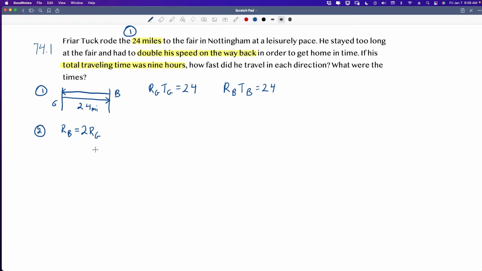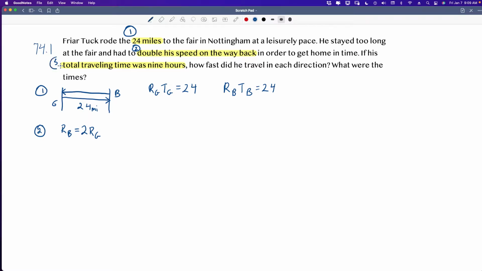That could be a little tricky. You have to think about that. As you can see, I made a mistake myself, but you have to think about it. If he doubled his speed on the way back, that means his rate, his speed, was twice the speed of his way going. So that's what we did here. That was information 2, right there.